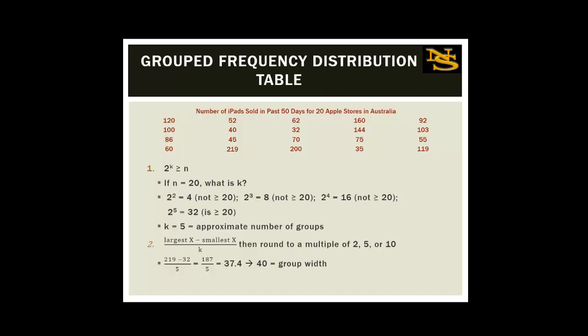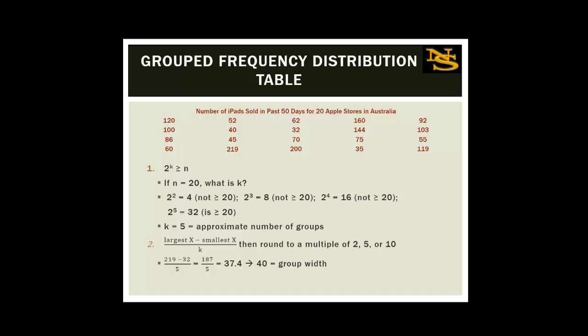That's not going to make it. 2 to the 4th power is 16. Still not greater than or equal to our sample size of 20. 2 to the 5th power, however, is 32. And that is greater than or equal to 20. So we can stop there, and we've identified our k. K is equal to 5.